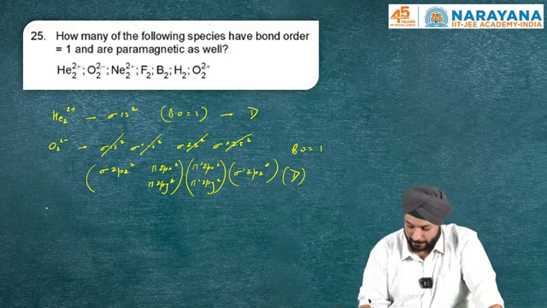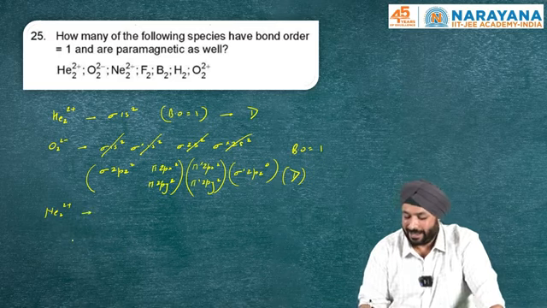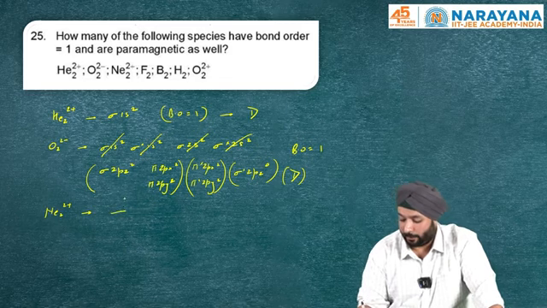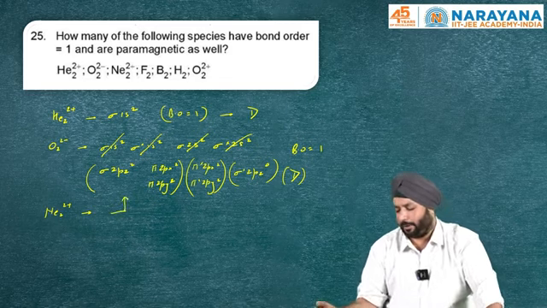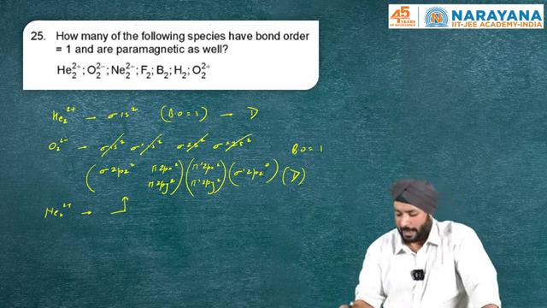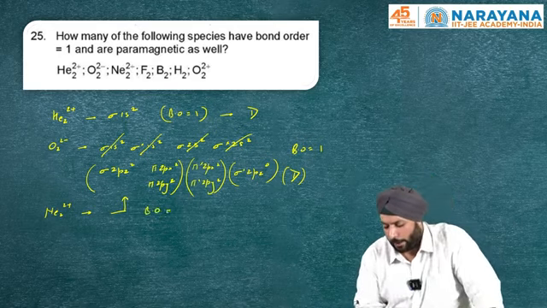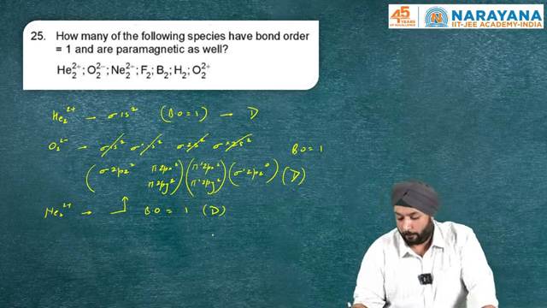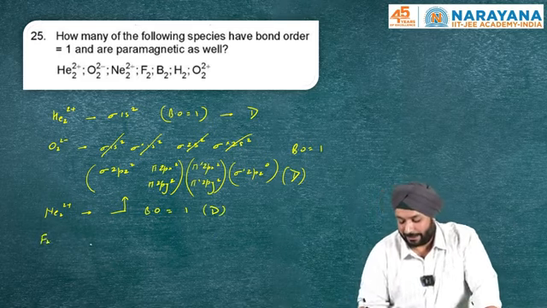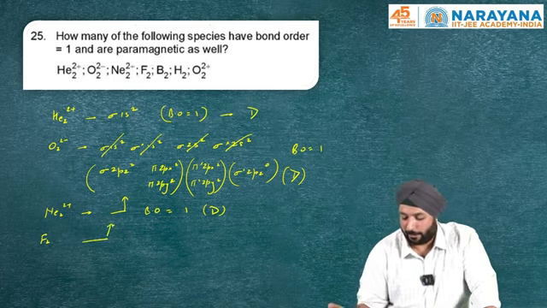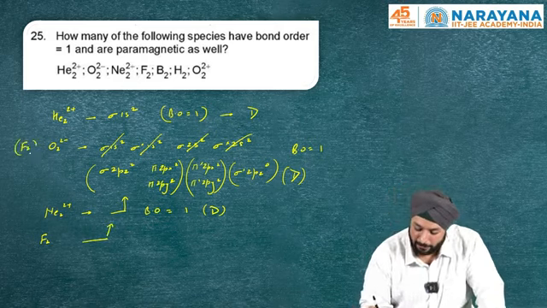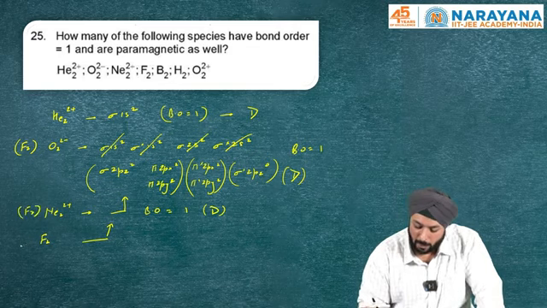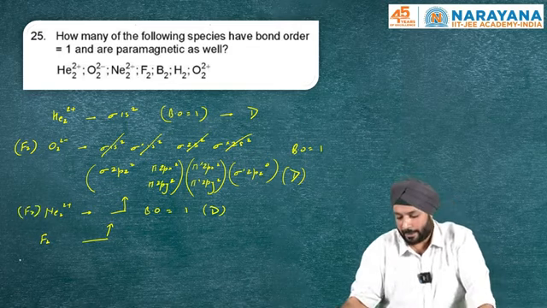Next, Ne2 2+. Again, this will behave as fluorine. The above electronic configuration is the same as Ne2 2+. Again, bond order will be 1, and again it is diamagnetic. Peaceful question. Fluorine, he has given the same thing, right? Fluorine we have already covered because they have the same molecular orbital configuration as fluorine.